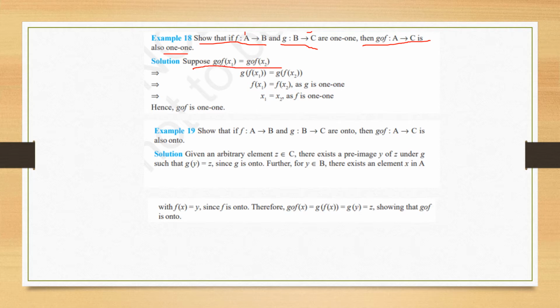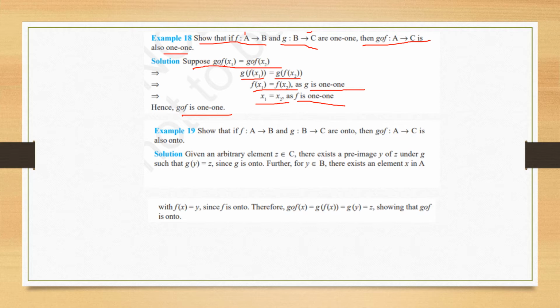From the definition, it can be written as g(f(x1)) equal to g(f(x2)). Now if g(f(x1)) equal to g(f(x2)), definitely f(x1) equal to f(x2), right? As g is one-one. So again this implies x1 equal to x2 as your function f is one-one. So my gof is also one-one.